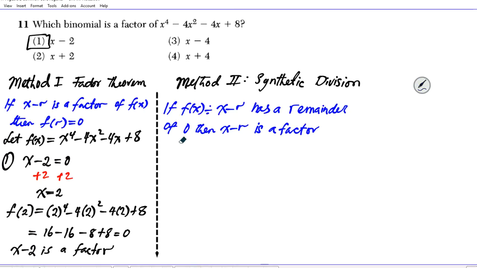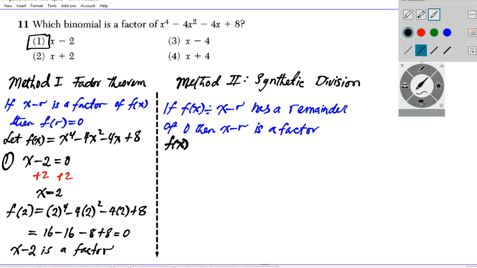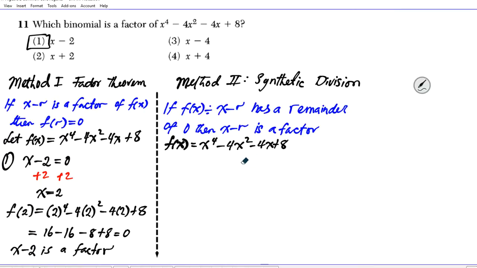Now let's go ahead and identify what f of x is. So f of x is x to the fourth minus 4x squared minus 4x plus 8. Now when you're doing synthetic division, you want to make sure that every polynomial term is present. So we have f of x equals x to the fourth. The fourth degree term is present. Not only should it be present, but it should be written in standard form, or in descending order of the degrees. So the biggest degree is 4, so we want 4, 3, 2, 1, 0. Everything has to be present.